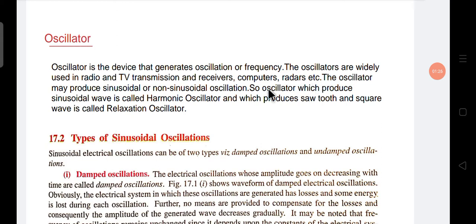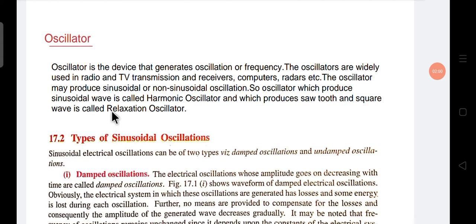Now, an oscillator may produce sinusoidal or non-sinusoidal oscillation. An oscillator which produces a sinusoidal wave is called a harmonic oscillator. One which produces a sawtooth or square wave, these two being non-sinusoidal waves, is called a relaxation oscillator. So there are two types of oscillator: the harmonic oscillator and the relaxation oscillator.